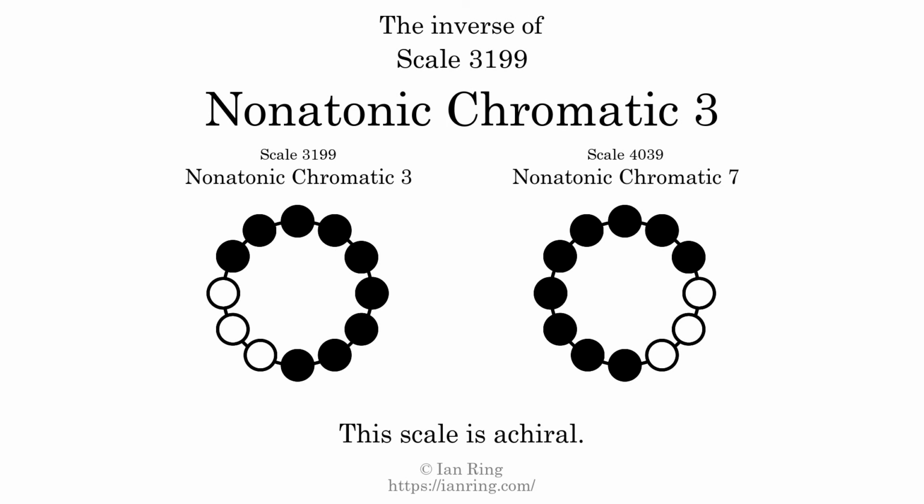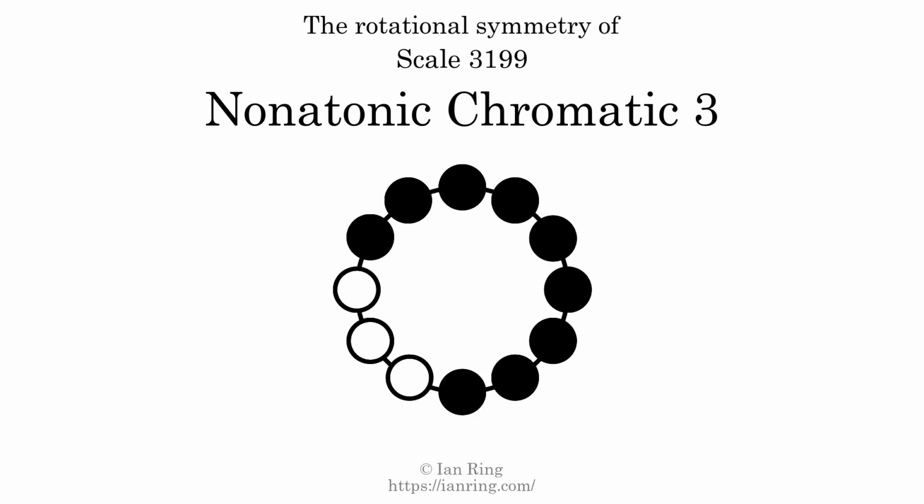The inverse of a scale is a mirror image. It is what you get when the sequence of intervals is reversed. The inverse of this scale is scale 4039, also known as Nonatonic Chromatic 7. This scale is achiral, since it can transform into its own reflection by a rotational transformation. This scale has no rotational symmetry.